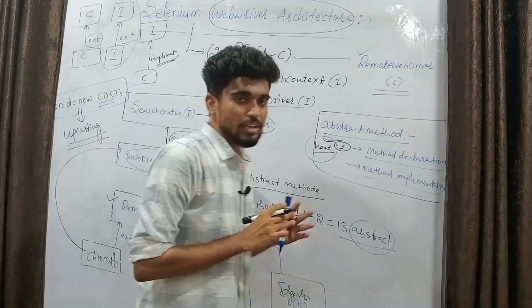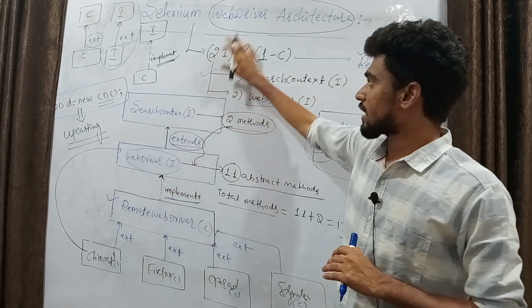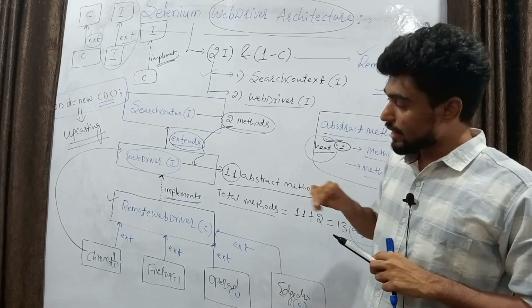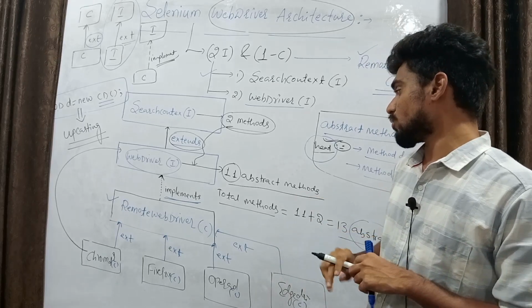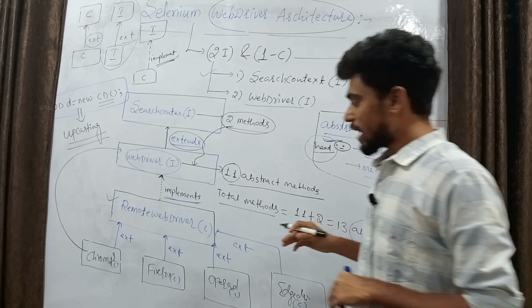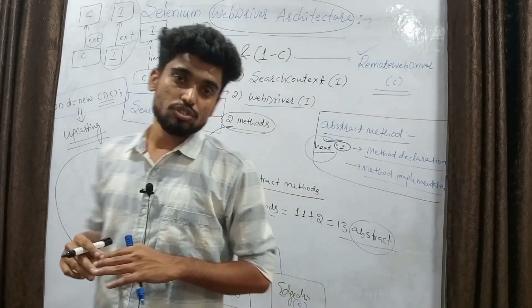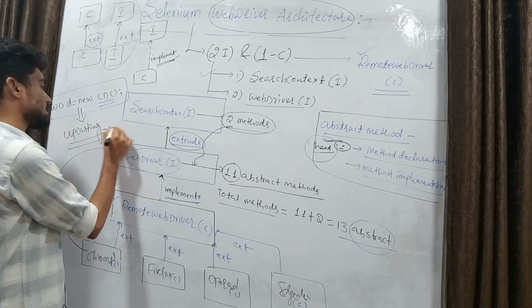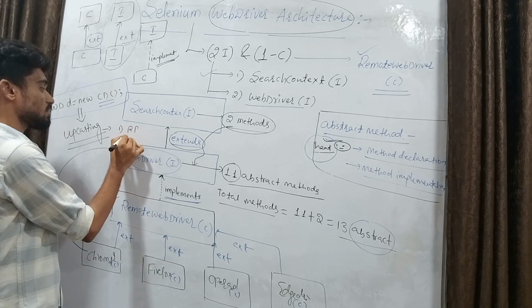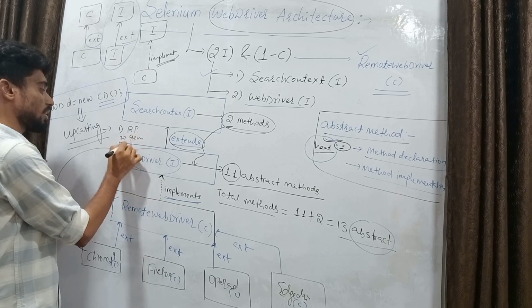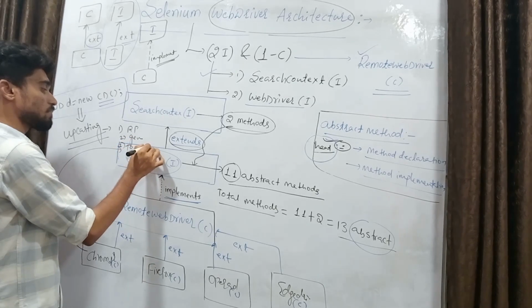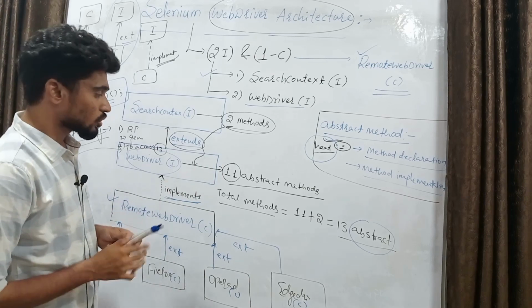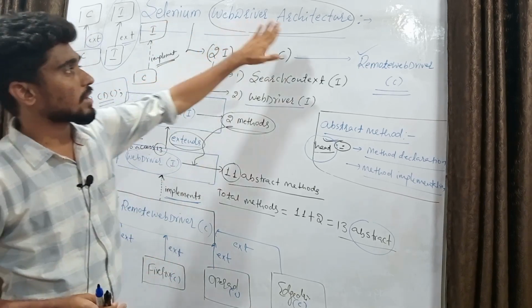Why is upcasting mandatory in Selenium WebDriver architecture? We need to access these 13 abstract methods. Second, we need to achieve runtime polymorphism. And third, we need to do generalization. So the purpose of upcasting: first, to achieve runtime polymorphism; second, generalization; third, to access the 13 abstract methods of the WebDriver interface. So this is our Selenium WebDriver architecture.